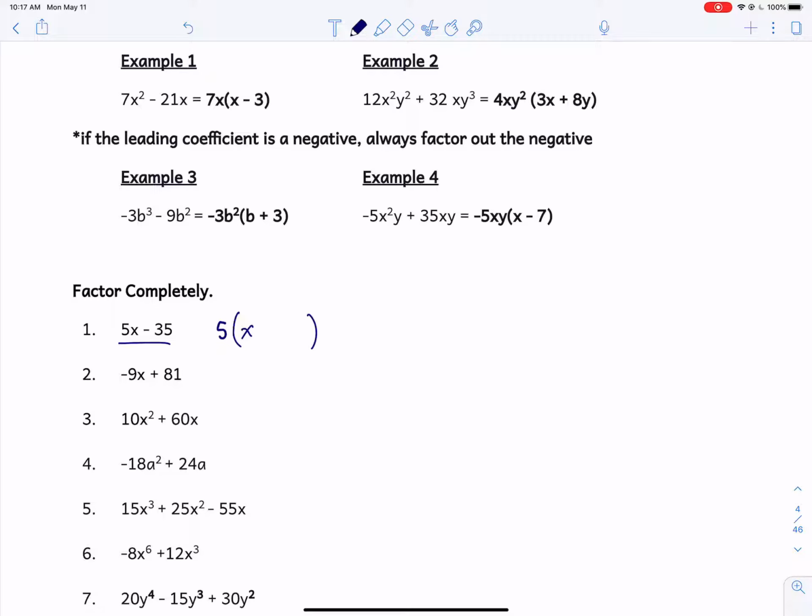And then looking at the second term, which is a negative 35, 5 times negative 7, which becomes minus 7, would give us that 35. So just mentally checking our work: 5 times x is 5x, and 5 times negative 7 gives us that negative 35, or minus 35.